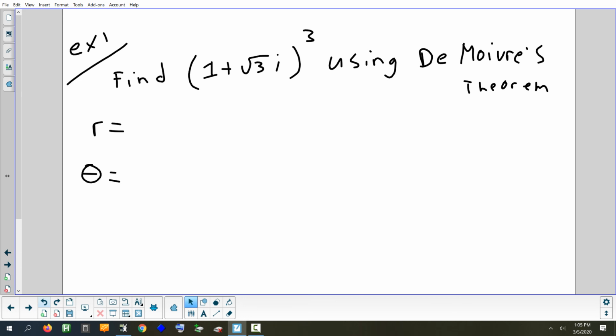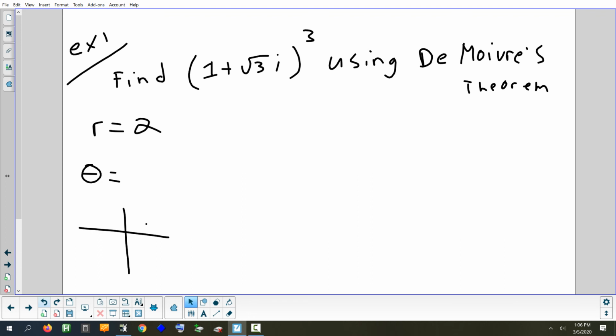Okay, so how do we get the radius of that? Use the Pythagorean Theorem. So what's 1 squared? 1. Square root of 3 squared? 3. And 1 plus 3? 4. And take the square root: 2. So there's your radius. Is there anything under that square root? No. Nope.